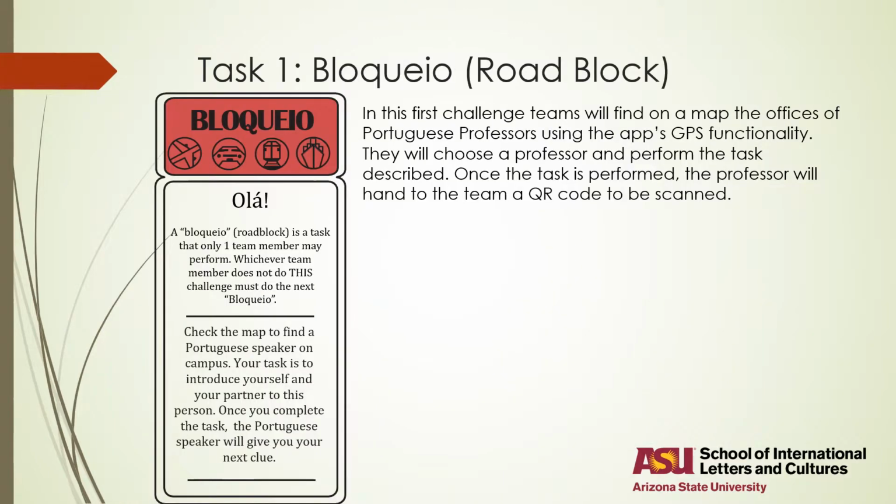In this pilot, the first task was a roadblock, or a bloqueio, where they had to, in groups of two, find a Portuguese speaker in the languages building, introduce themselves to that Portuguese speaker, and also introduce their teammate to that Portuguese speaker. And once they complete the task successfully, the Portuguese speaker, who was a Portuguese instructor, would give them a QR code for them to scan and go to their next challenge.